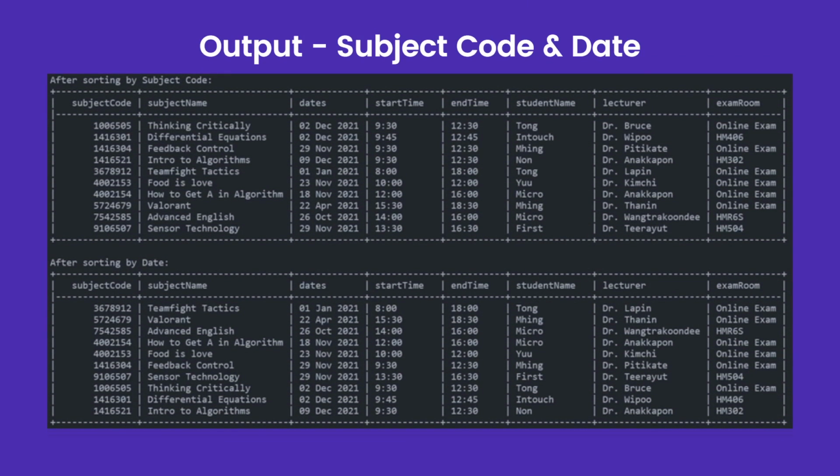In this slide, the top table is sorted by subject code. As you can see, the subject code starting with 1 is at the top and the subject code 9 is at the bottom. The second table is sorted by date. January and April are at the top and November and December are at the bottom. If there are two exams on the same day, the one with the earlier exam is at the top, as seen on the December 2nd exam.